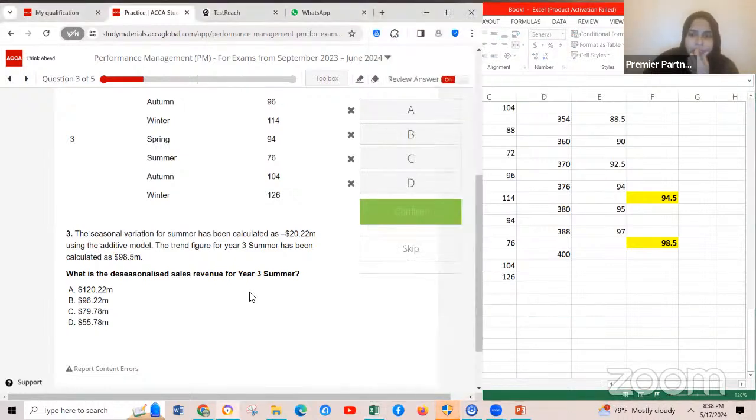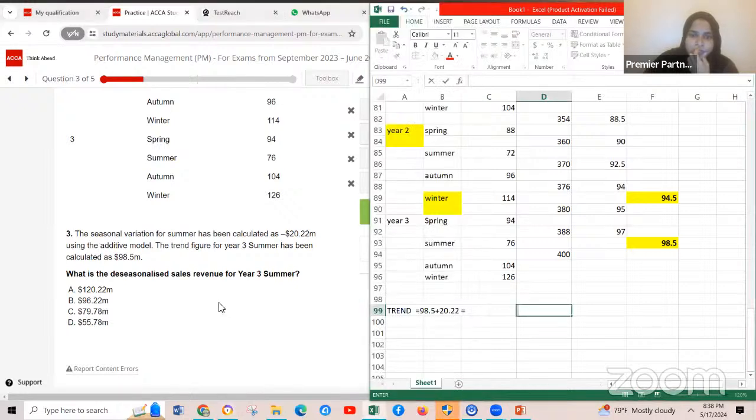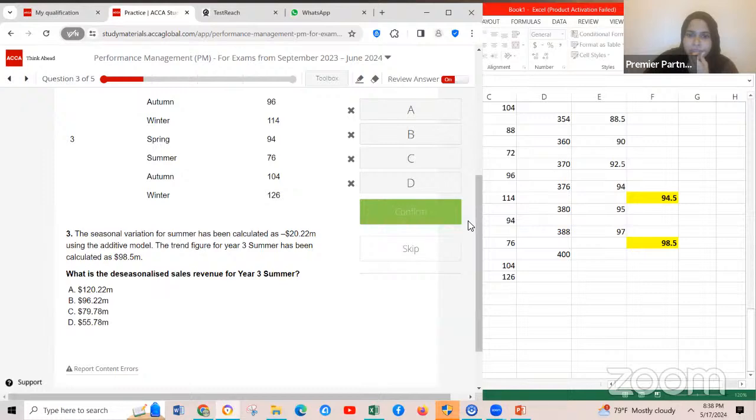I don't know why I'm not getting the answer. Are these a different set of figures? Same thing, right?